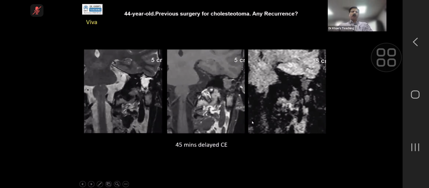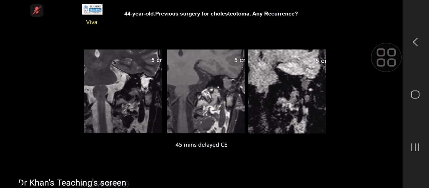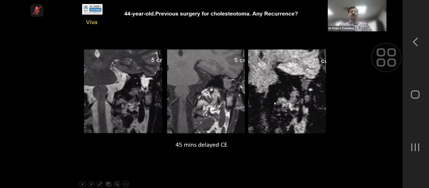Another case, candidate 3 for you. This is post-surgical cholesteatoma, any recurrence? So you can see this T2. This is delayed post-contrast, and this is DWI. Over to you.